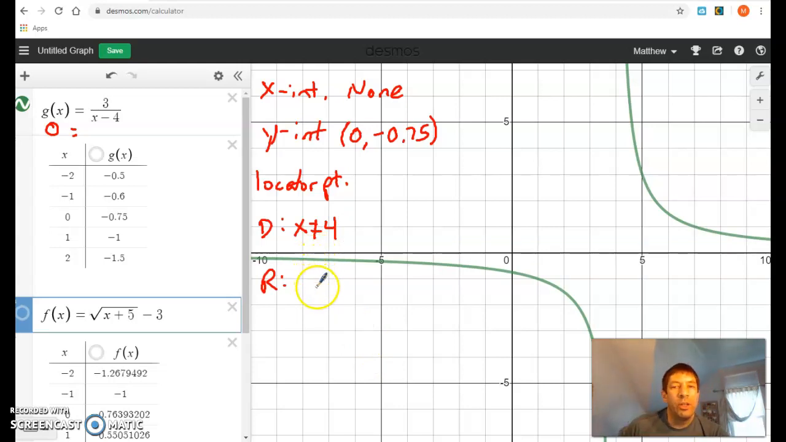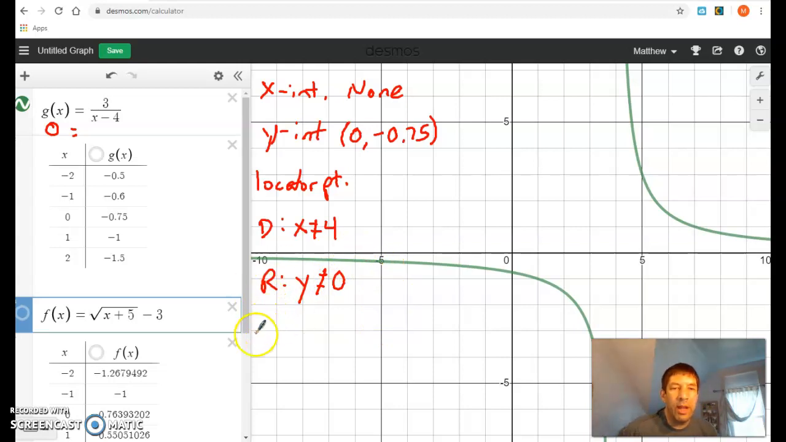Our range is similar. We can see from the graph that this is going to keep going down forever. It's going to keep going up forever. But again, we have this gap in between. And remember, that gap told us we didn't have any x-intercepts. That gap was when y was 0. This fraction could never equal 0, which means our y value can never equal 0. So y not equal to 0.